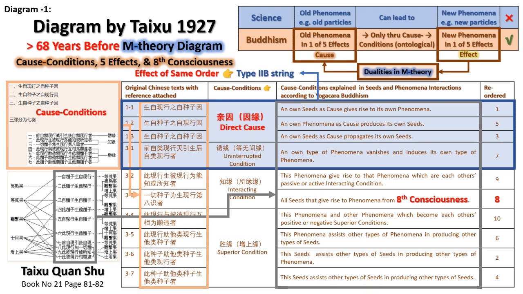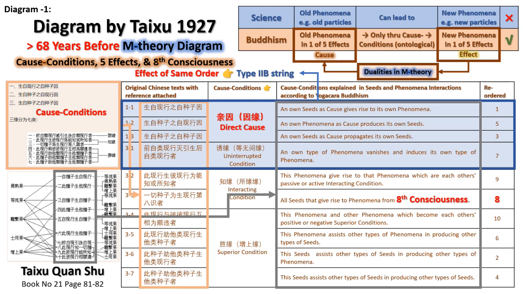The difference is that in science, or in our understanding, an old phenomenon will produce another new phenomenon. We might think of the old phenomenon as cause conditions, and the new phenomenon as the effect, but this is not the view of Buddhism. The difference lies in that cause conditions in Buddhism are hidden and ontological, something that cannot be seen. They are in the form of hidden seeds or hidden causes. Therefore, old phenomena can only lead to new phenomena through cause conditions, many of which are hidden.